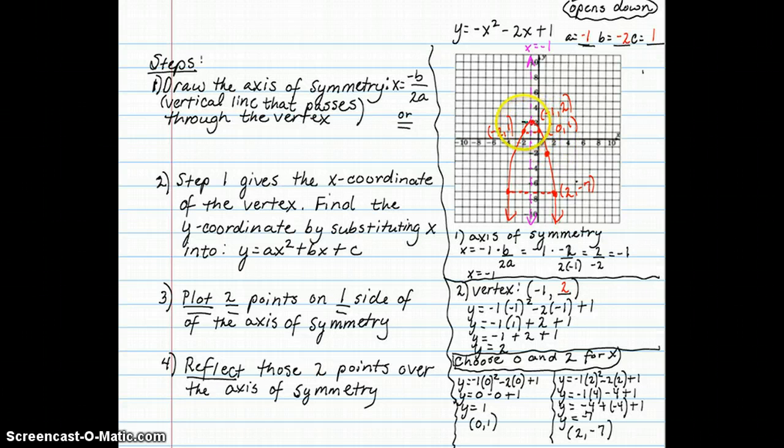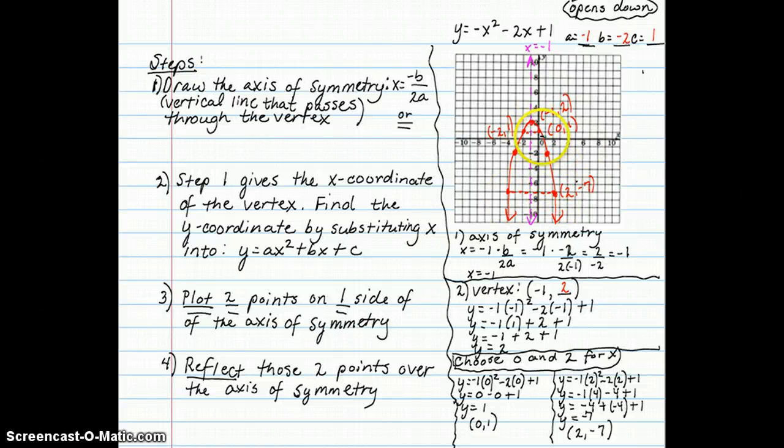So over 1, 2, and then down 1, 2, 3, 4. And you can see that line fits on there, even though we didn't graph that point. And then it would go over 3 and down 9. So 1, 2, 3, and then 2, 4, 6, 8, 9. You can see that it ends up at (2, -7). This will appear over here after you reflect it.